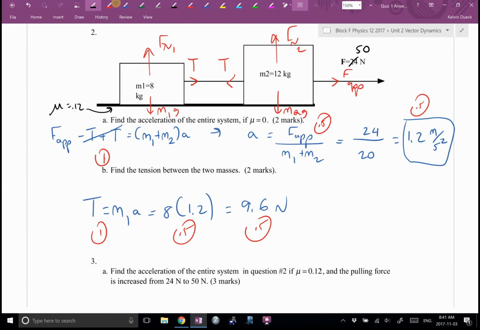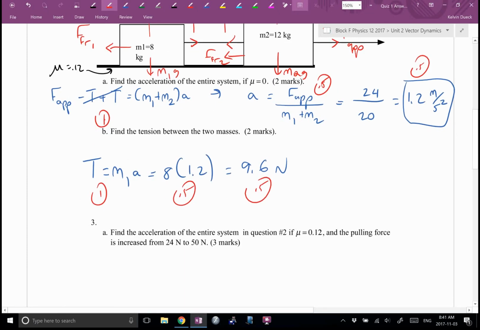So now I'm also going to have to add friction force number 1, friction force number 2. Sarah, I'm going to argue my equation doesn't get tougher, it gets longer and uglier. It's going to be who's winning? F applied, and then there's going to be minus friction 2 minus tension plus tension minus friction 1, and that equals M1 plus M2 times A.